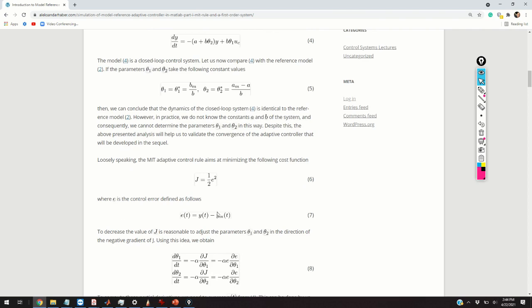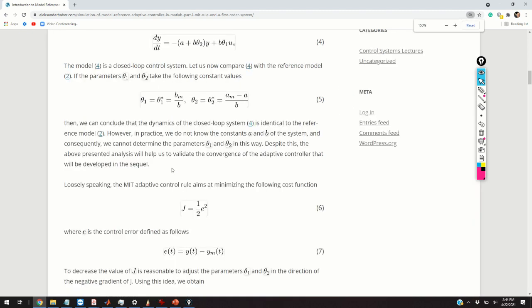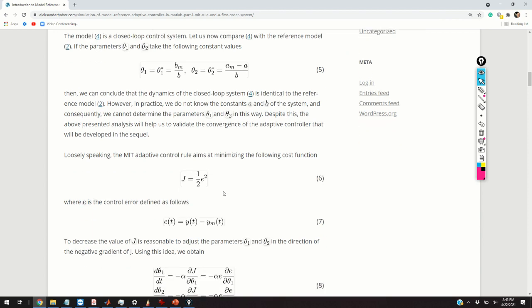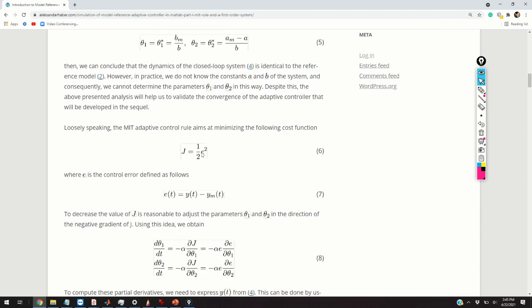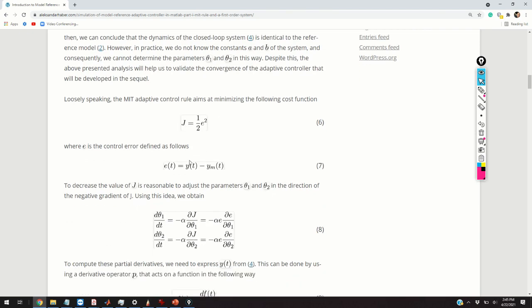So there are many ways of deriving the adaptive control algorithm. We're going to use the so-called MIT rule. So what is an MIT rule? Loosely speaking, the MIT adaptive control rule aims at minimizing the following cost function. So we take the error, we square the error, and we are trying to minimize this cost function, where the error is simply the difference between the output of the plant and the output of our reference model.